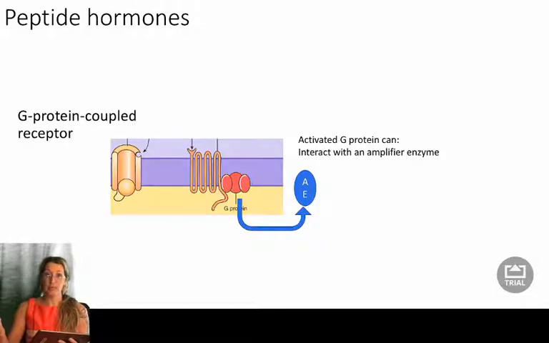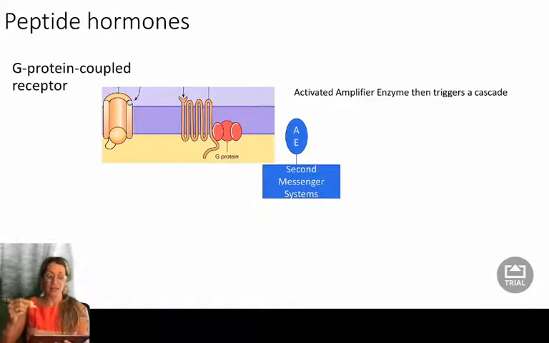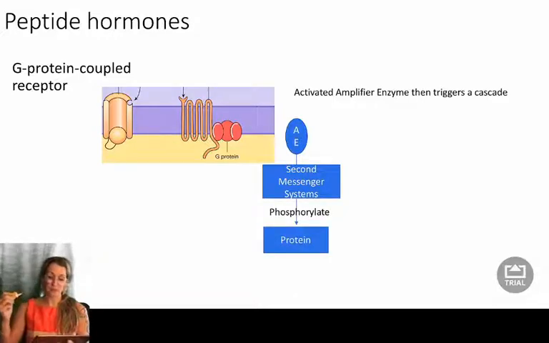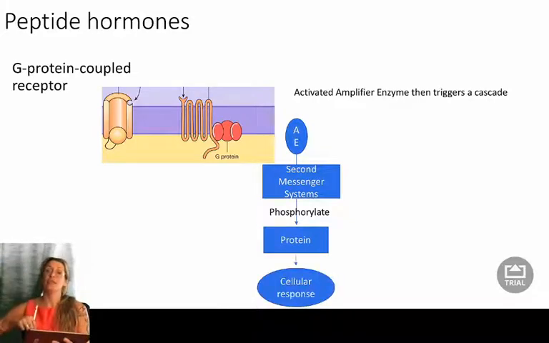Or that G protein can interact with what's called an amplifier enzyme. That's what that AE stands for. So the G protein gets activated and goes and interacts with an amplifier enzyme. Enzymes, here they are again. They're so important. They regulate everything in the body. So this G protein activates this amplifier enzyme. The amplifier enzyme interacts with second messenger systems. It triggers a cascade of effects. We get things phosphorylated. A protein usually gets phosphorylated, and then this causes an intracellular response.